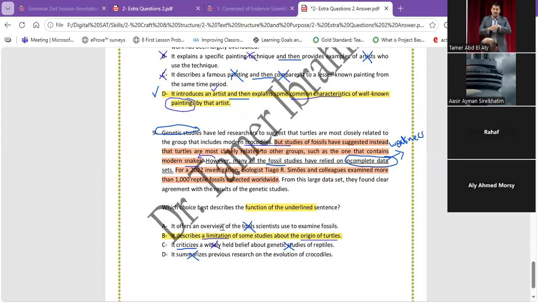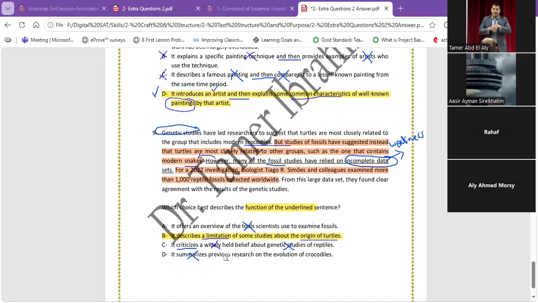It offers an overview of the tools scientists use to examine fossils. Where are the tools? He didn't talk about the tools. He talked about the weaknesses that happen. It describes a limitation of some studies about the origin of turtles. Yes, there is a weakness, a limitation, trouble, a problem. It criticizes a widely held belief about genetic studies of reptiles. It criticizes, but it's not widely held, because this is the second hypothesis. They said in the beginning that it looks like modern crocodiles, then after that modern snakes, then he started to find weaknesses about modern snakes.